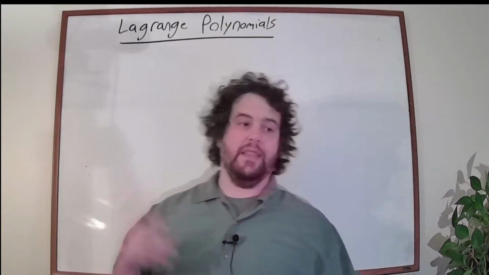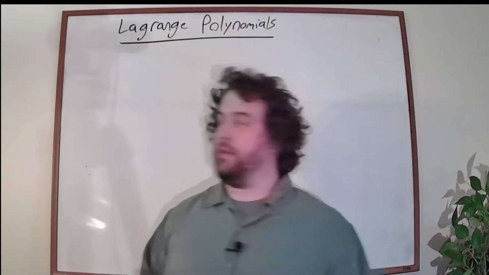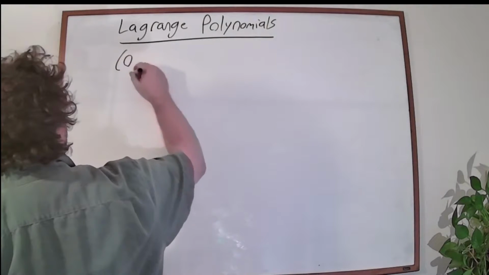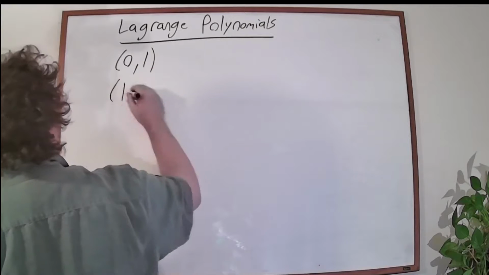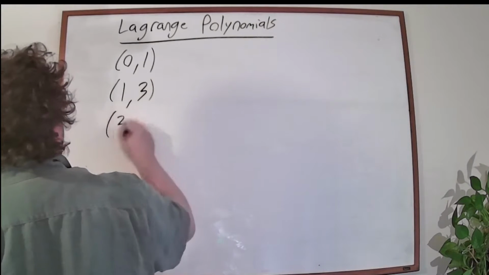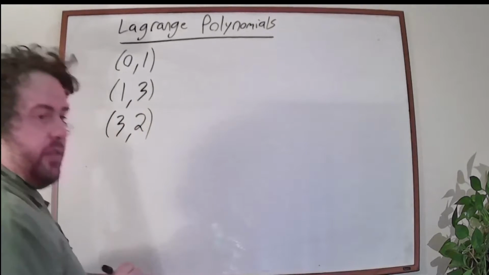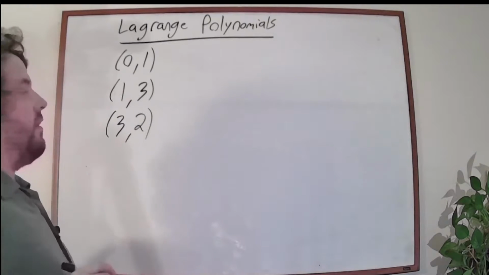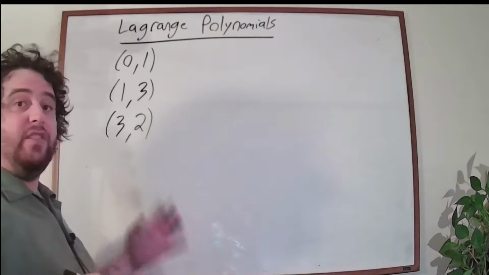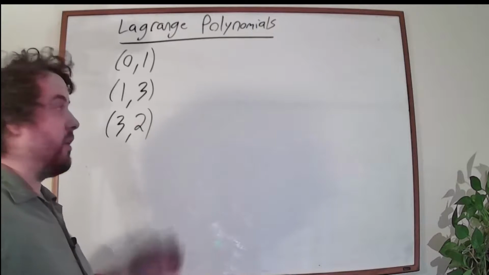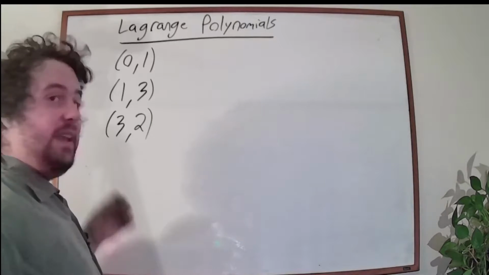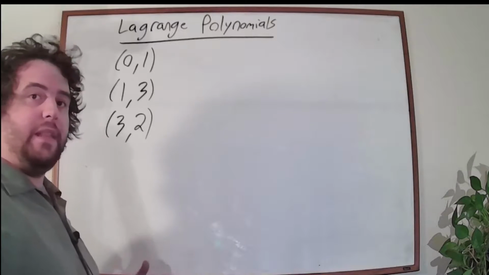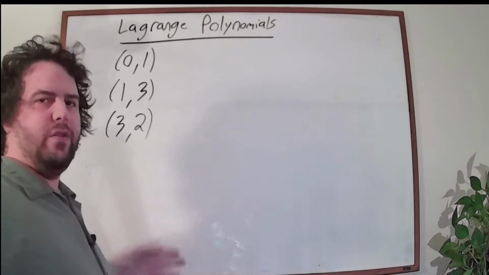So how can we find these polynomials? Let's do an example. Suppose that I want to find a polynomial passing through the points (0, 1), (1, 3), and (3, 2). So what I'm going to do is create 3 intermediate polynomials, and we're going to add them together. And each of these intermediate polynomials is going to handle each of these points separately while leaving room for the other 2 points.